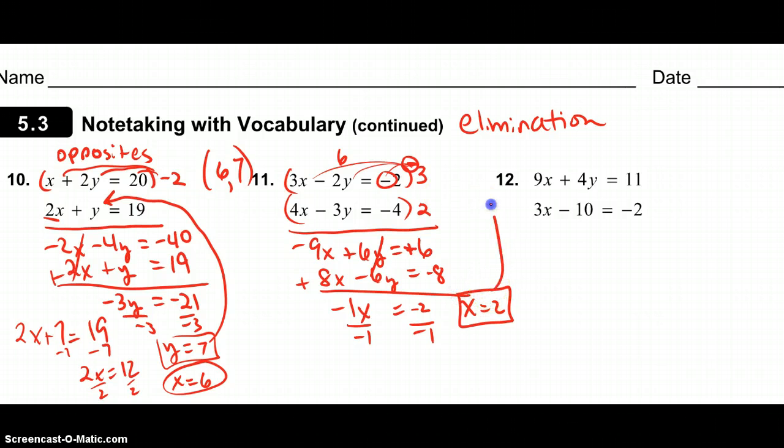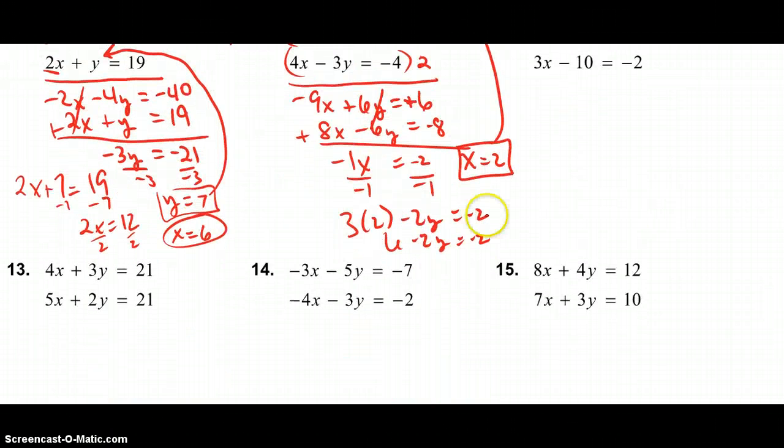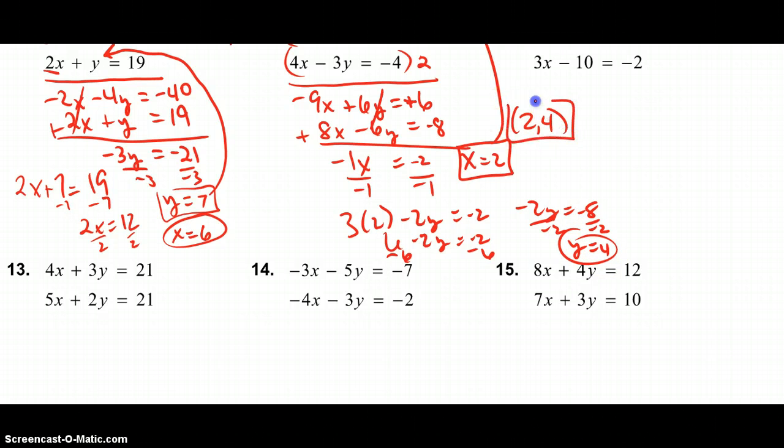2. Plug it in. I'm just going to use my top equation again. So 3 times 2 minus 2y equals negative 2. I can subtract over the 6. And y equals 4. So my answer is (2, 4).